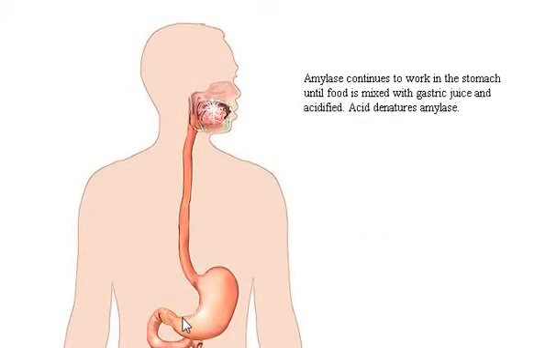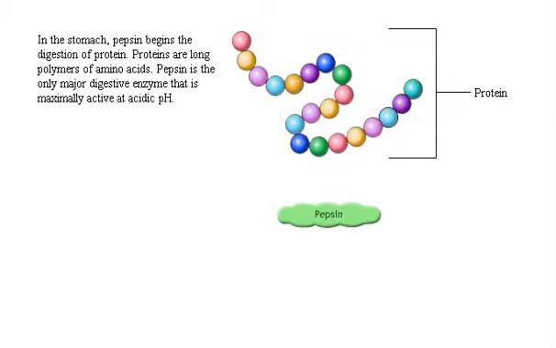Amylase continues to work in the stomach until food is mixed with gastric juice and acidified. Acid denatures amylase. Pepsin begins the digestion of protein. Proteins are long polymers of amino acids. Pepsin is the only major digestive enzyme that is maximally active at acidic pH. Drag the protein to pepsin to begin.